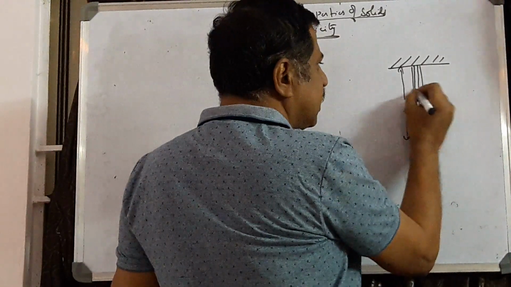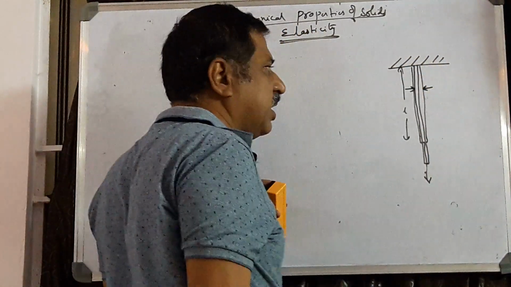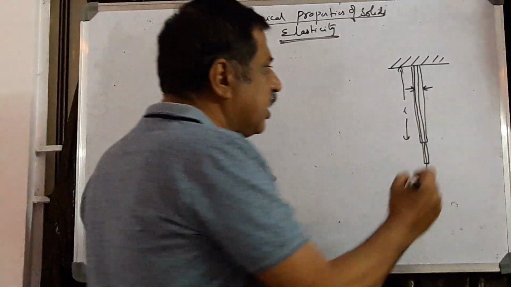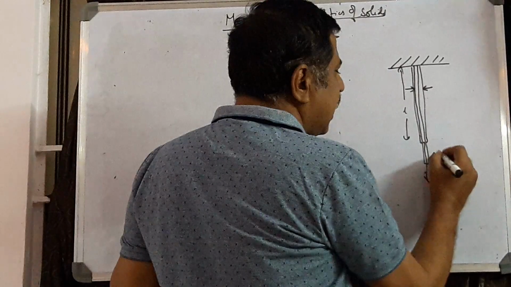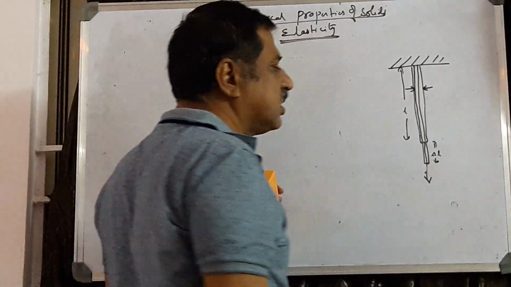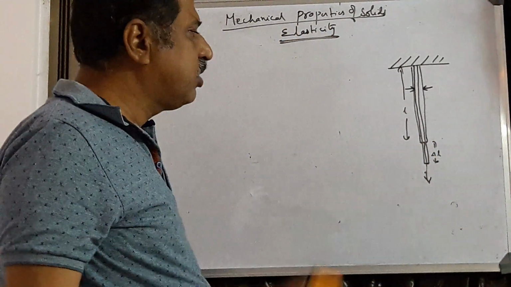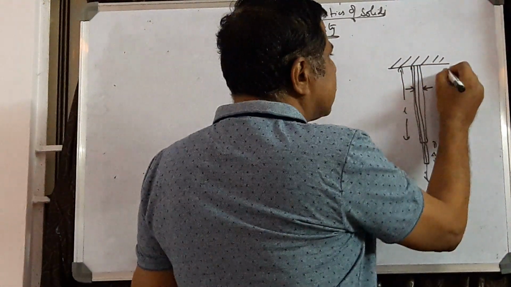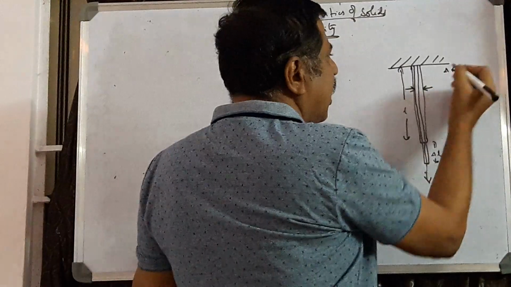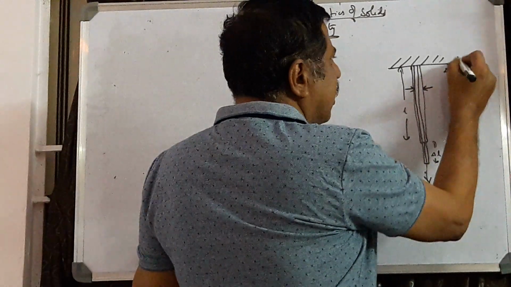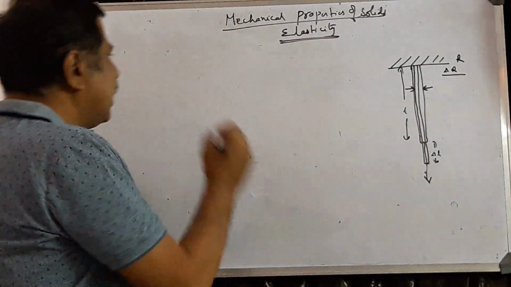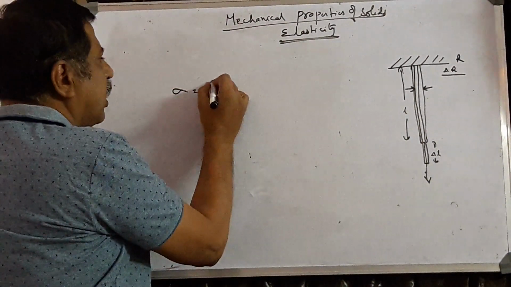That means it is a lateral contraction strain. Here delta L is the increase in length, the elongation strain or longitudinal strain. Here, for example, the radius of the wire is R, and delta R is the decrease in diameter. Then we define the Poisson's ratio.